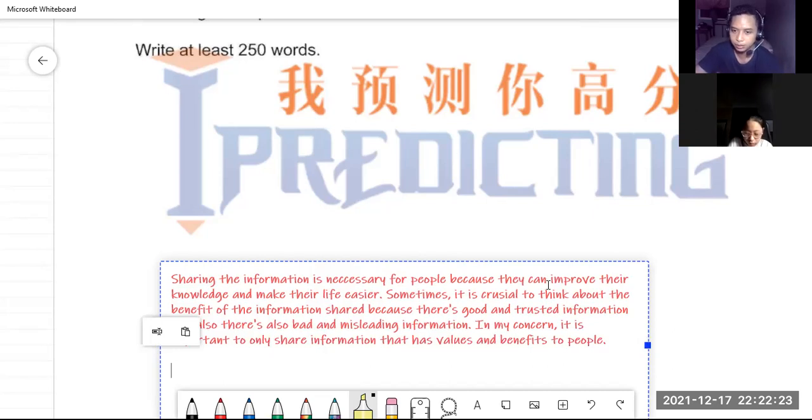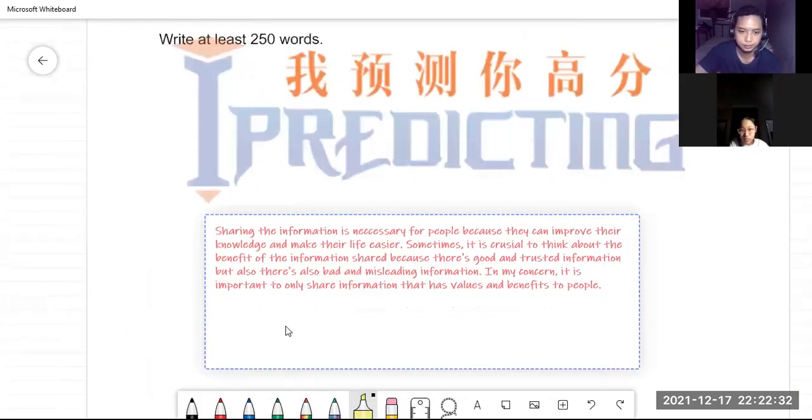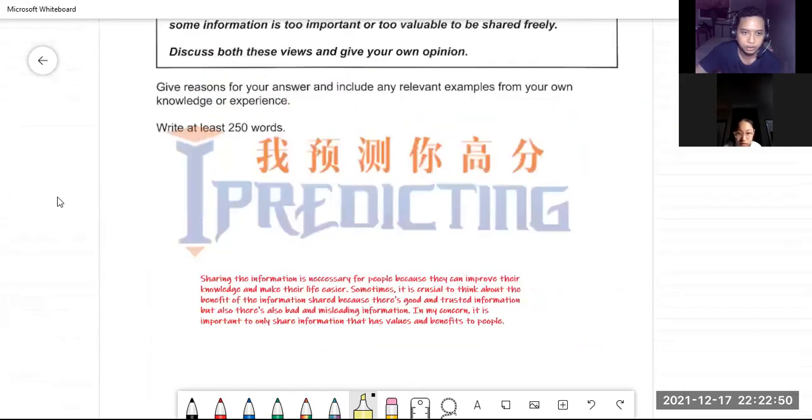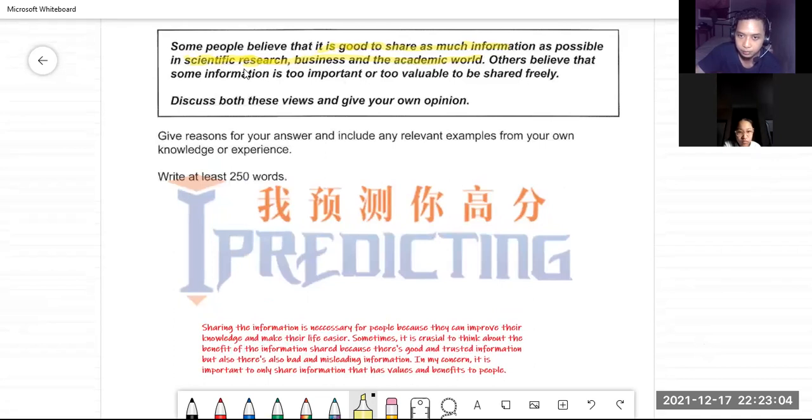So we have done the opening and this first paragraph. What do you think we can have more on the next? Do I need to discuss about both idea or just one? You need to, because you have done the opening, discuss about the information. Now it is important for you to discuss about the scientific research or scientific information, because scientific research is the same as scientific information, business and academic world. Now it's time to discuss these three things.